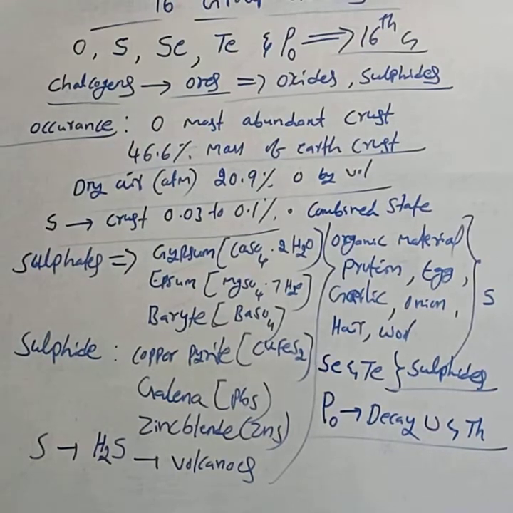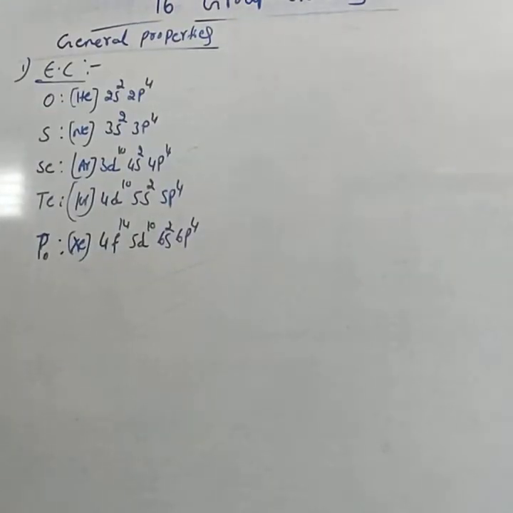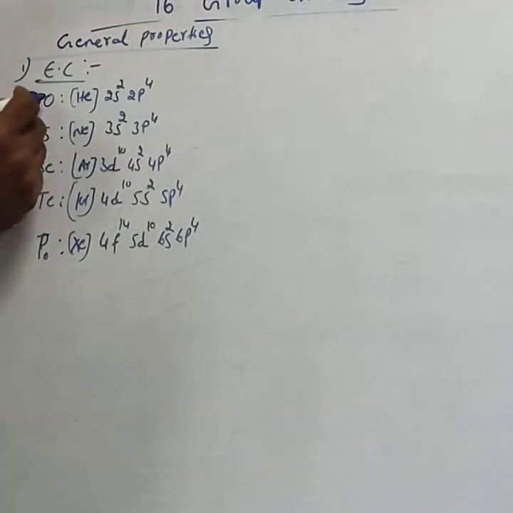This is about the occurrence of the 16th group elements. Note down that occurrence. Next you can study the general characters. Consider the general properties. The first property is the electronic configuration. First one is oxygen.